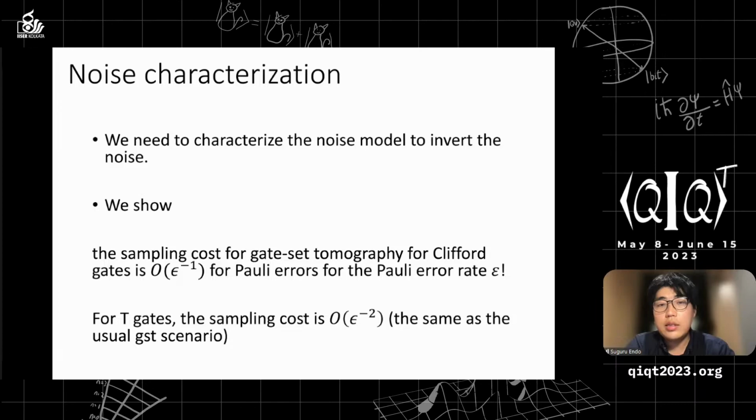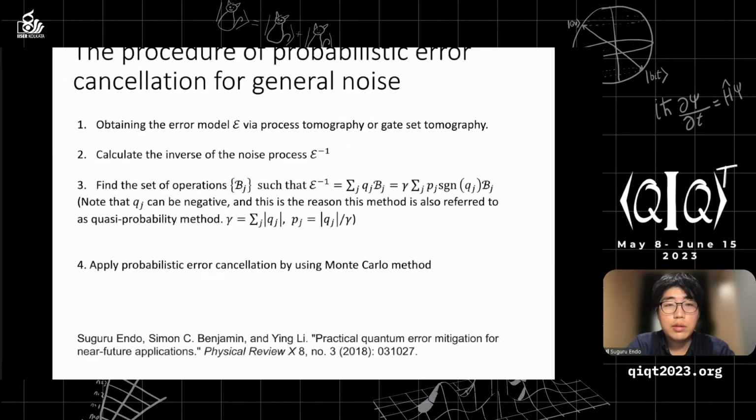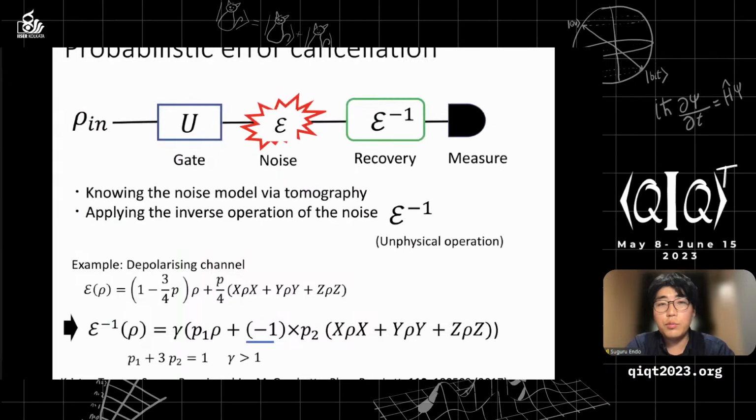I see. In our case, we applied tomography for the process. Basically, we apply process tomography and gate set tomography, and by doing so we can construct the noise model for the error. Then we can apply the inverse operation of the noise by using quantum error mitigation. So tomography is necessary for quantum error mitigation.